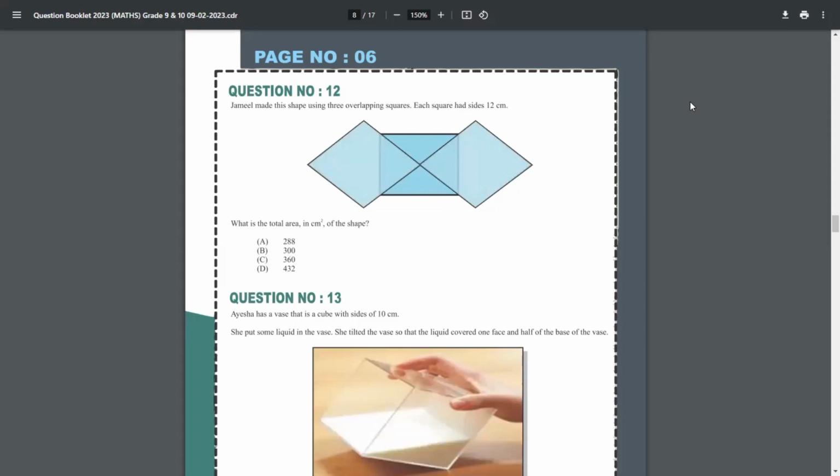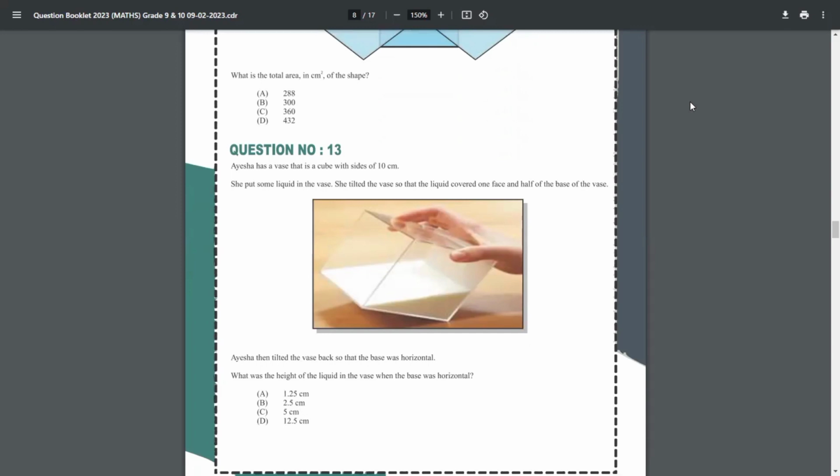Jamil made this shape using 3 overlapping squares. Each square had sides 12 centimeters. What is the total area in centimeters square of the shape? So the correct answer is option C, 360. Question 13. Asha has a vase that is a cube with sides of 10 centimeters.